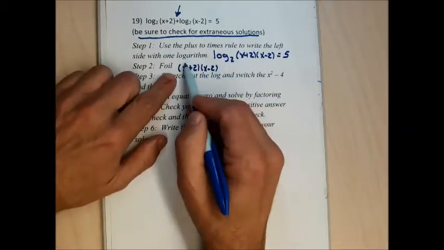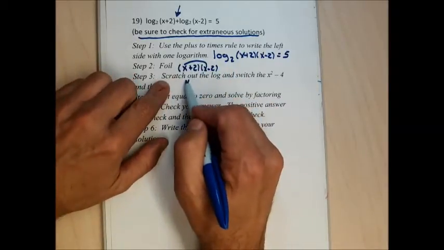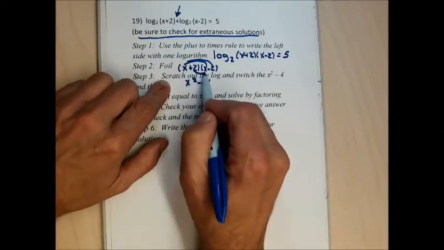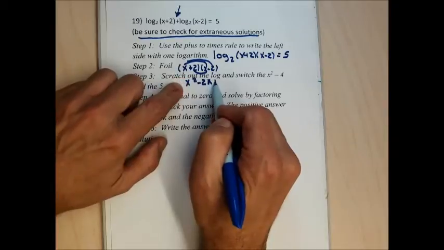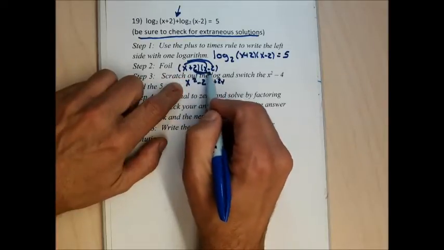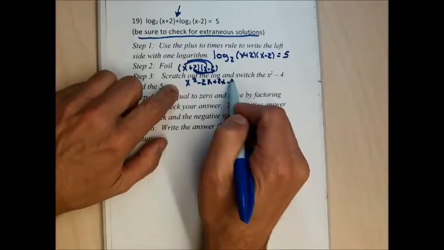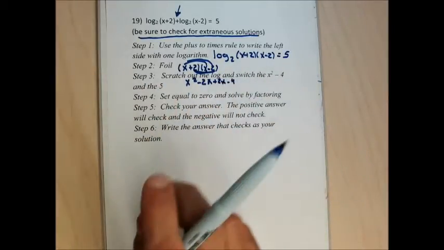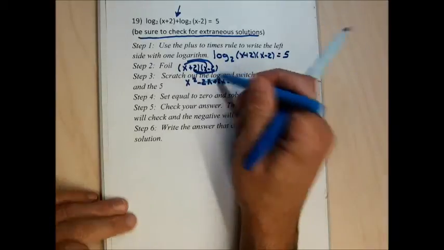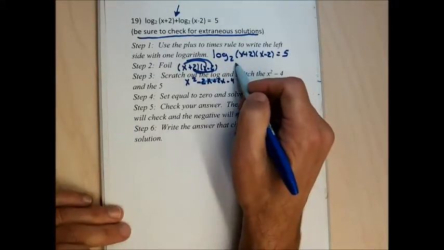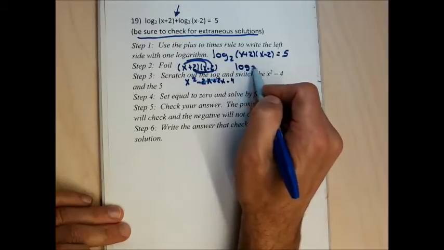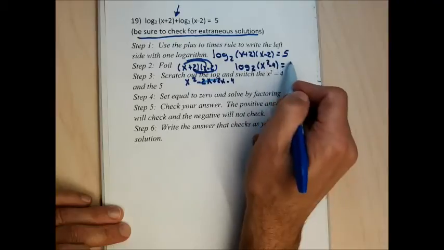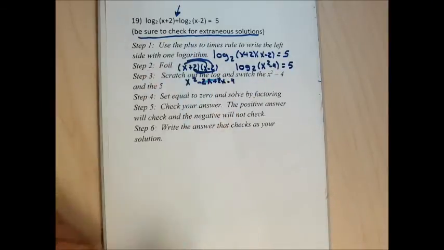My firsts are going to be x times x, which is x squared. My outers are x times minus 2, which is minus 2x. My inners are positive 2 times x, which is positive 2x. My lasts are positive 2 times negative 2, which is negative 4. After I FOIL the outers and the inners, these 2x's and minus 2x's are going to cancel. And I'll be able to rewrite this problem as the log base 2 of x squared minus 4 equals 5. That's kind of done with step 2.